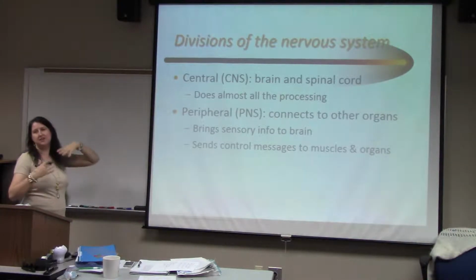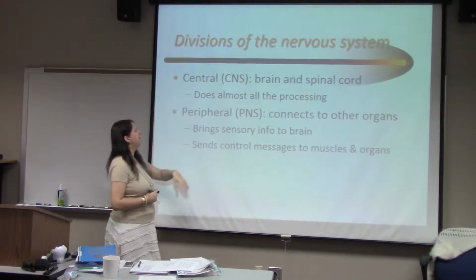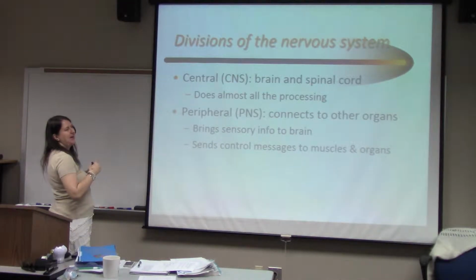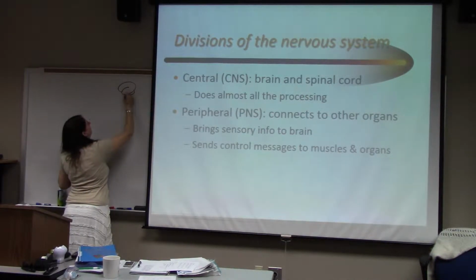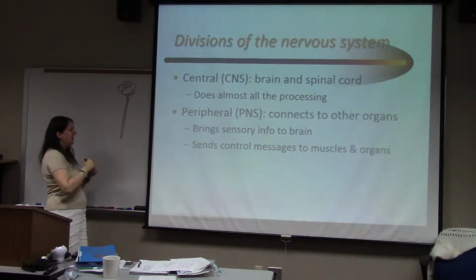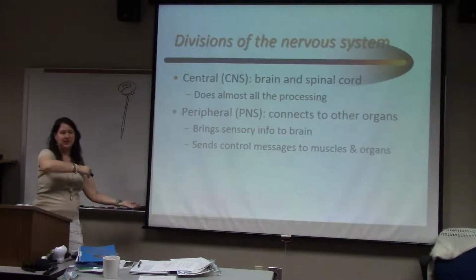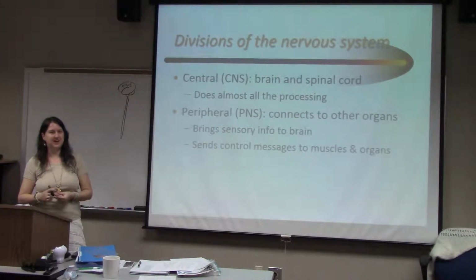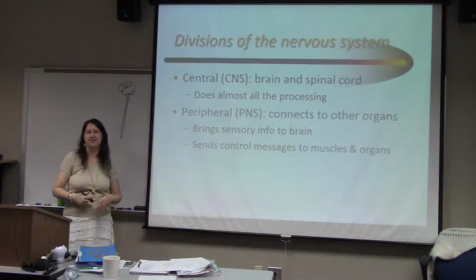The two major parts of the nervous system are central and peripheral. Sometimes you'll see them abbreviated as CNS and PNS. CNS gets used a lot, PNS not as much. Central is the brain and spinal cord. And then everything else is peripheral. It's the nerves that bring information to the brain from your sense organs and your sense organs themselves, and the nerves that take messages out to muscles and organs to tell them what to do.